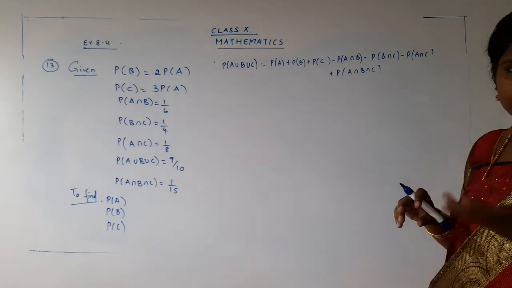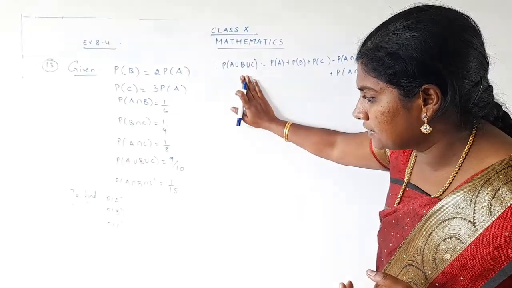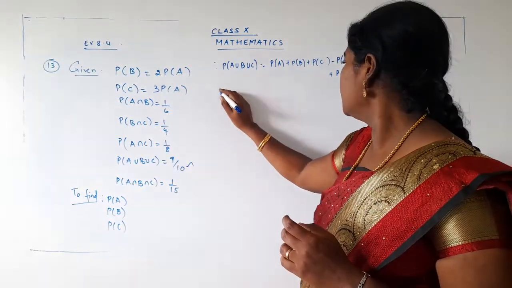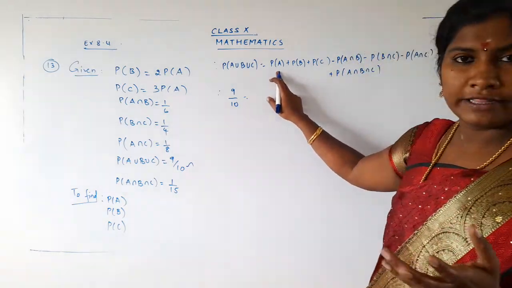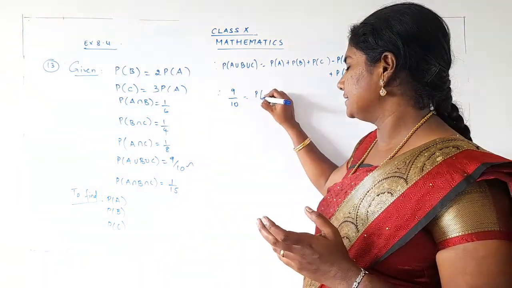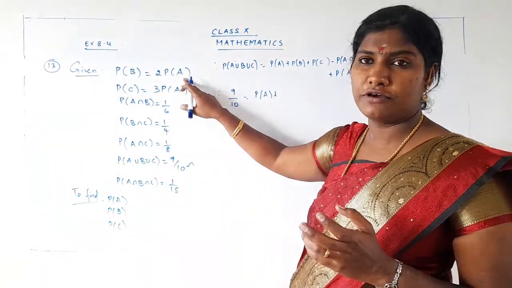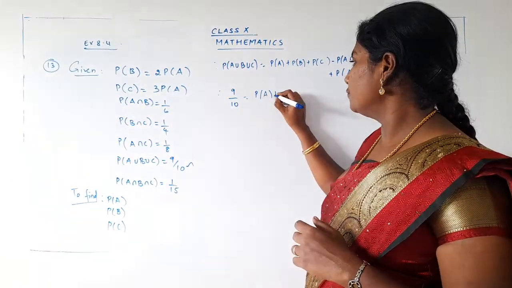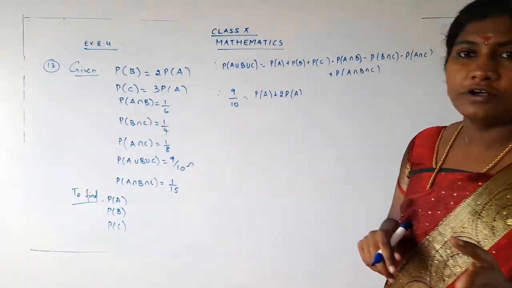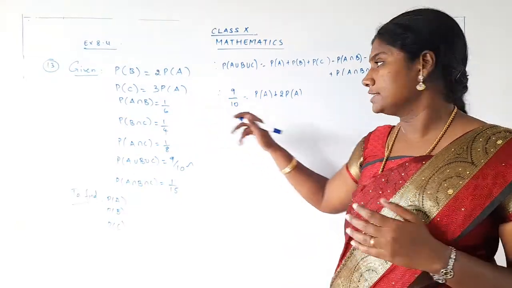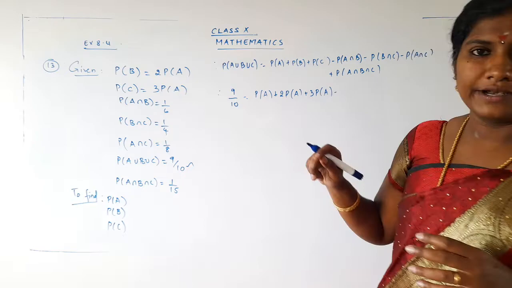Now I am just going to substitute the values that I know. I know the value for P of A union B union C; it's 9 upon 10. And put here 9 upon 10 is equal to, okay, PA, I don't know anything about PA, so just keep PA as it is. Plus, what is P of B? It is twice P of A, so just put here 2 PA. Then for P of C, we know that it is thrice probability of A. And the remaining ones, I know the values, so I just substitute them.